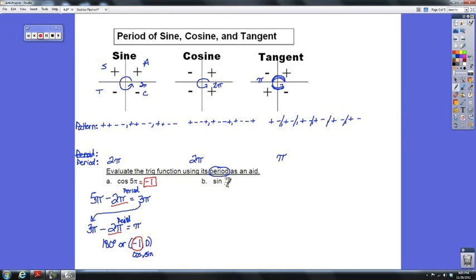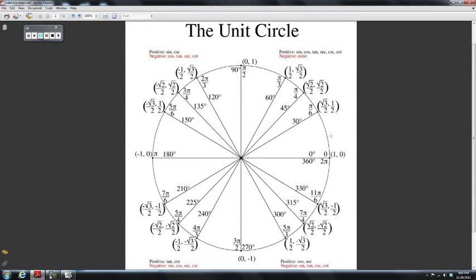Alright, let's do the same thing for sine of 9/4 pi. 9/4 pi again is more than one complete revolution, so let's subtract a period, which is 2 pi. I need a common denominator. So 9/4 pi minus 8/4 pi turns out to be 1/4 pi, which is pi over 4. Is that on the original unit circle? You betcha, right here. Pi over 4, which is 45 degrees.